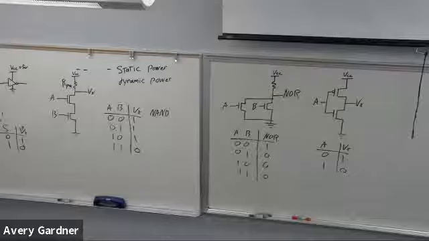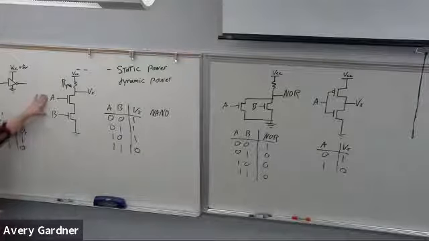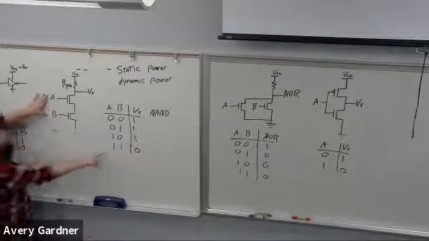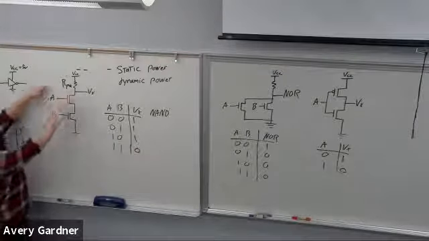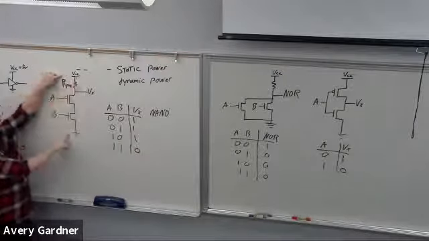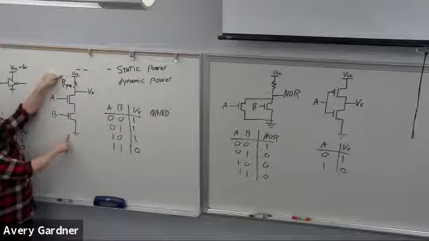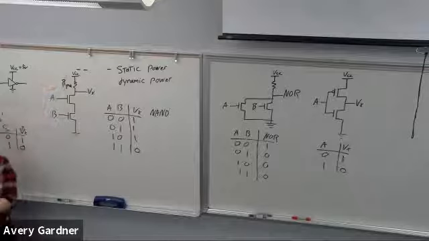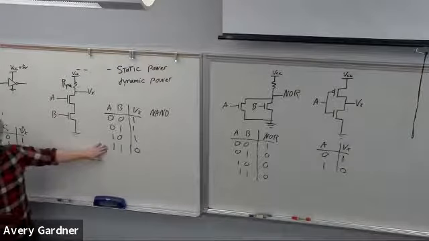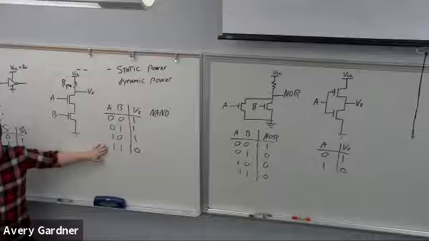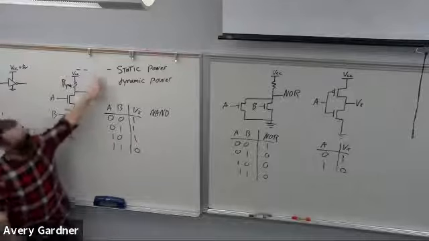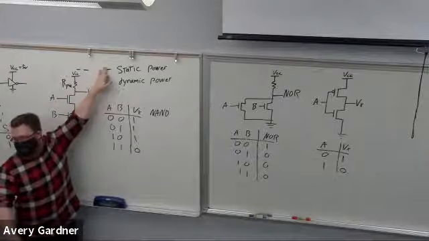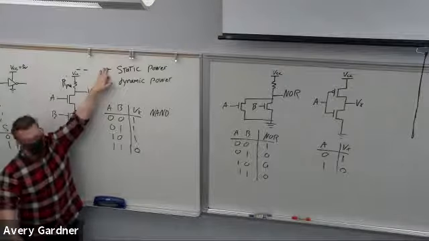Just one question. Can you explain static and dynamic power again, just real quick? Yes. If A and B are both high, 1 and 1, then the current can flow from VCC to ground, and it just sits there. Like if you leave your switches on at home, it just sits and consumes power that whole time. That's static power. Without changing the inputs, you're consuming power.